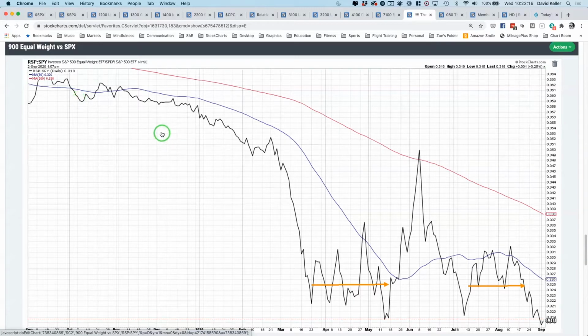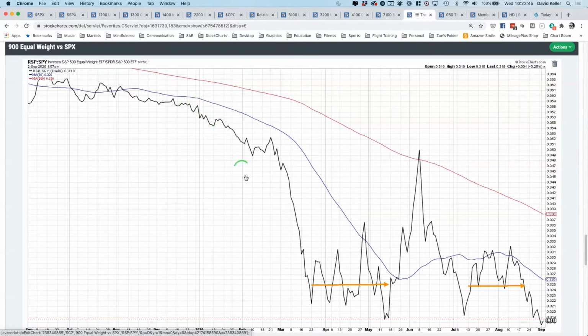So what we're doing is we're looking at a ratio of the equal weighted S&P versus the cap weighted S&P. So if this line is going up, like you see here, mid-May to early June, that tells you that the cap weighted version is underperforming or the equal weighted version is outperforming. And what that means is the smaller members of the S&P 500 are doing better than the larger members, by the fact that that equal weighted index is doing better than the cap weighted index.